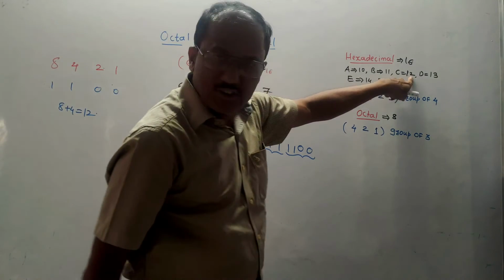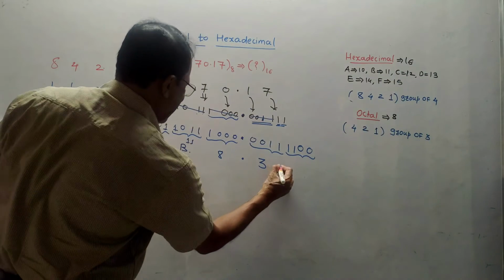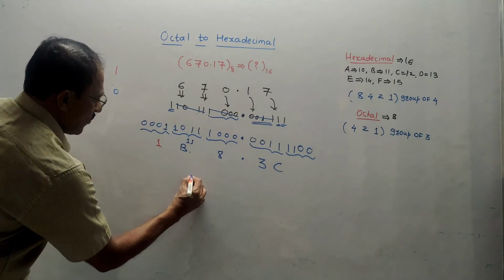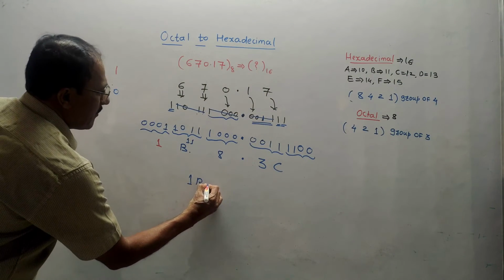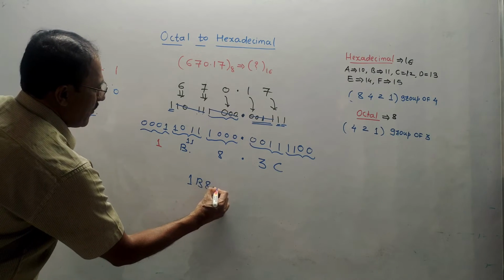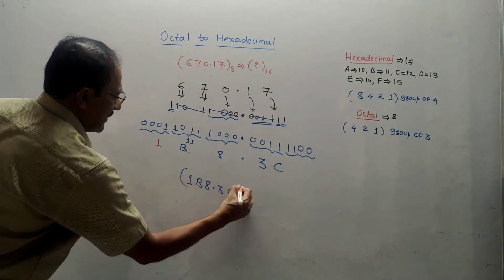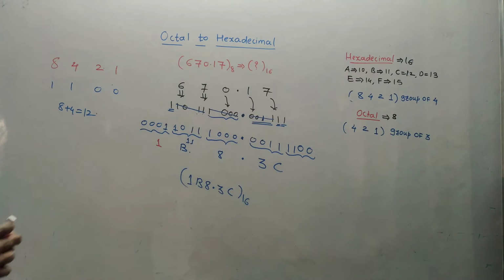But 12 is not allowed. For 12, I need to write C. So answer is 1B.8.3C to the base 16. So this is the way how you can convert from octal to hexadecimal.